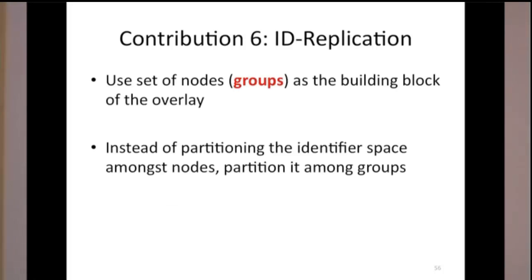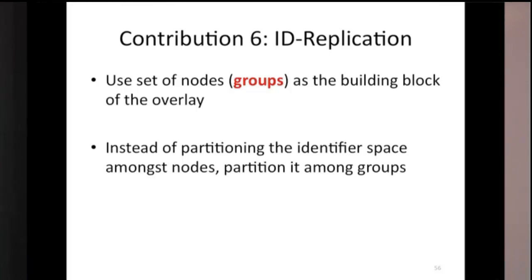So we come to fix that. This is the system we call ID replication. It's a different kind of replication scheme for overlays. The proposal we give is that instead of using nodes as the building block of the overlay, we use a set of nodes as the building block. We call this set of nodes groups. Previously we were partitioning the identifier space and responsibilities to nodes. Now we will assign those to groups instead.